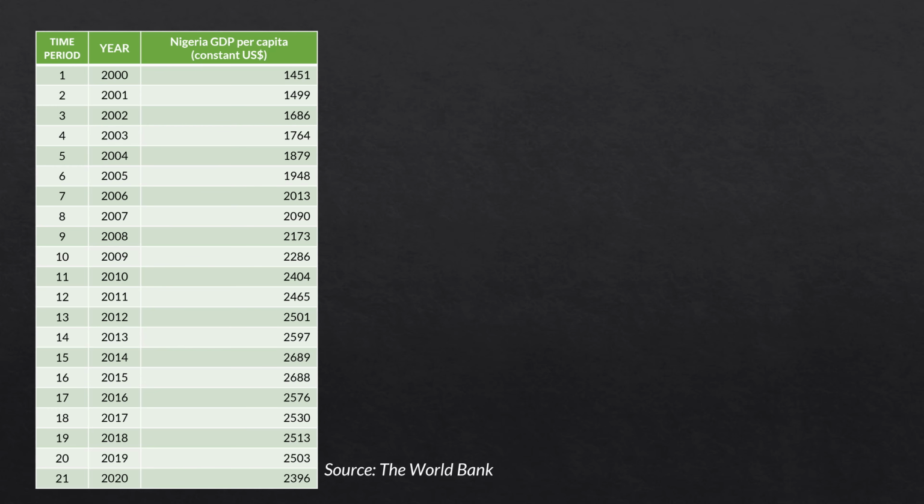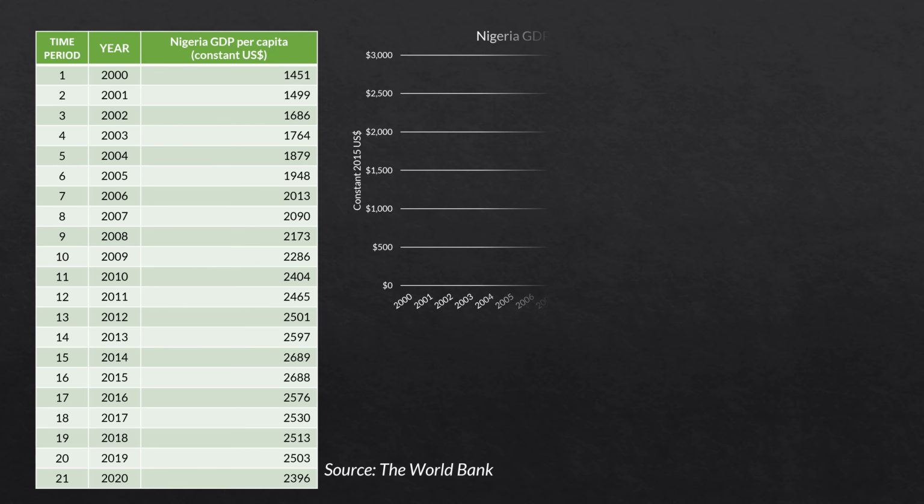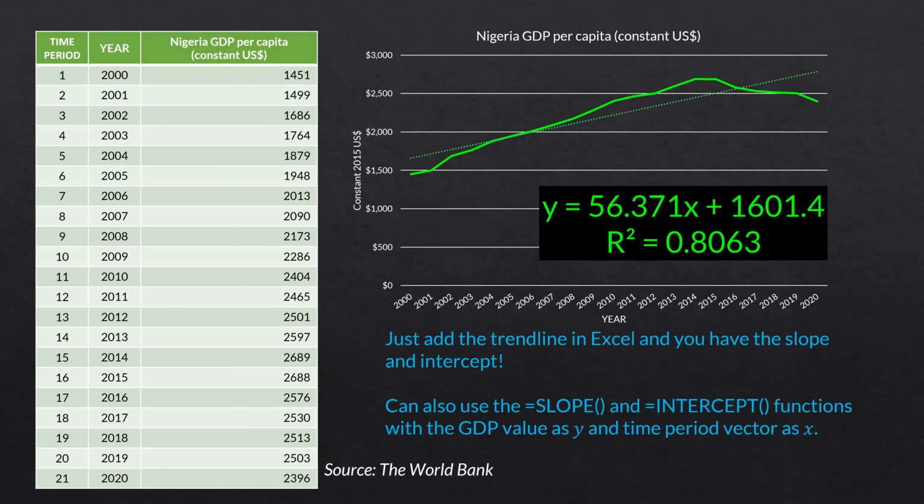Now let's actually do the projection using Excel's tools. We graph it again, add a trend line, and we're done, basically. So when we add the trend line in Excel, we come up with an equation of y equals 56.371x plus 1601.4. We have an R squared of 0.8, but usually in time series like this, we don't use that very much, but I put it on the graph so you can see how well the line fits the data. We just add the trend line in Excel and you have the slope and intercept.